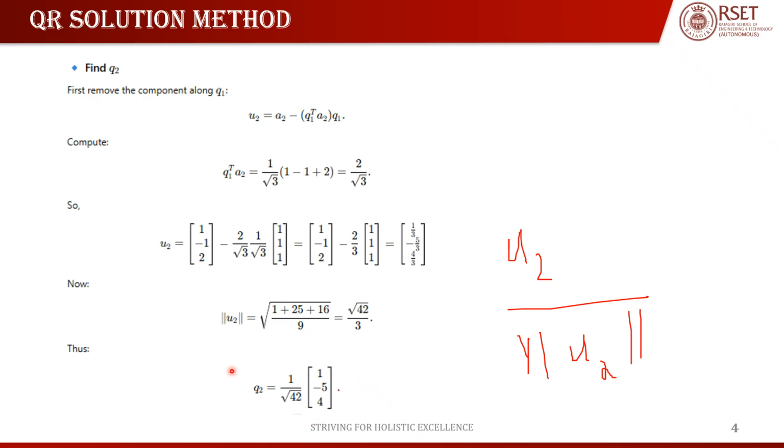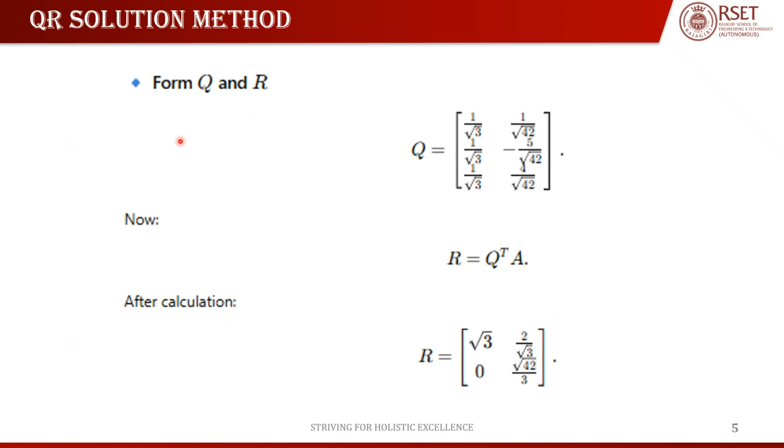Similarly, you will find q2, and after getting q2, you can find Q. You have the orthogonal matrix Q. What is Q? Your first column will be q1, and the second column will be q2. By entering q1 and q2, you have Q.